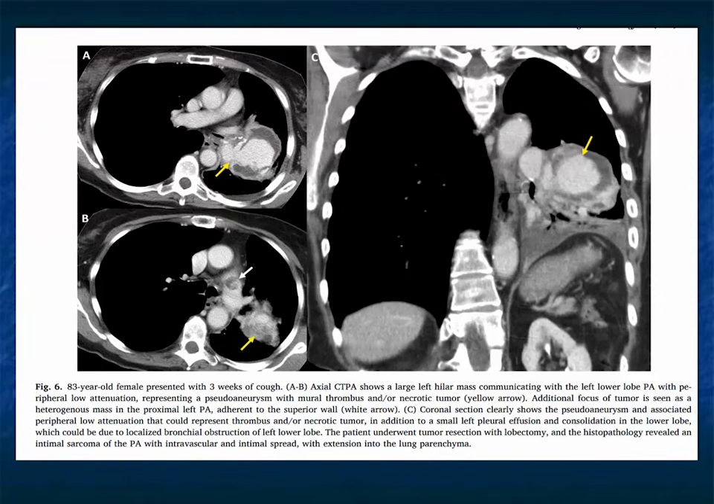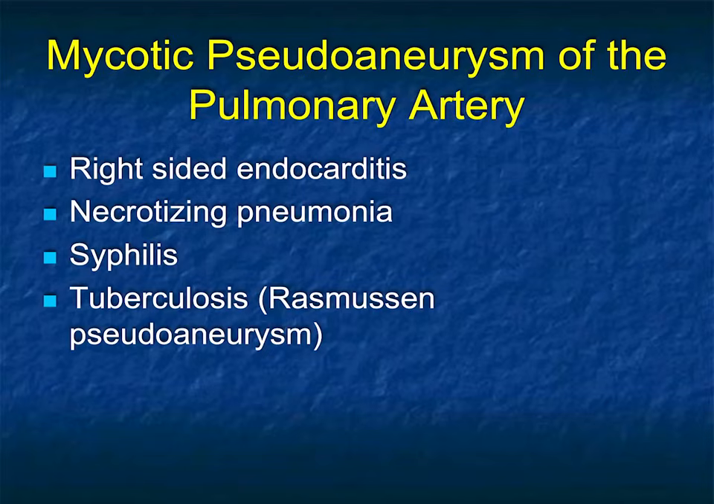And here's just another example of a large pseudoaneurysm with thrombus present. This case does make the point, as does the prior case, that at times pseudoaneurysms can be confused with necrotic tumors, or maybe a tumor invading the pulmonary artery. This patient underwent resection with lobectomy, and again, this was a pseudoaneurysm, as well as some malignant tumor present as well.